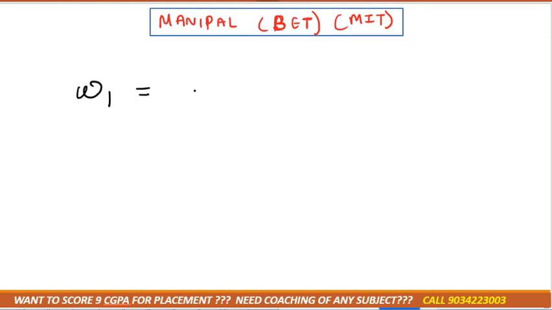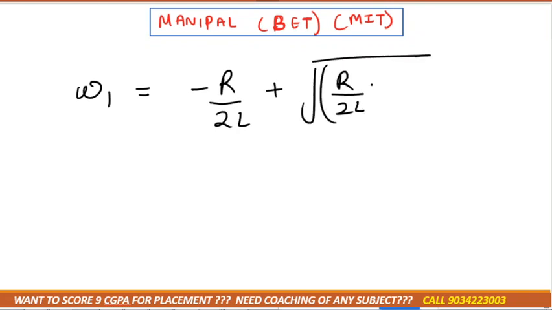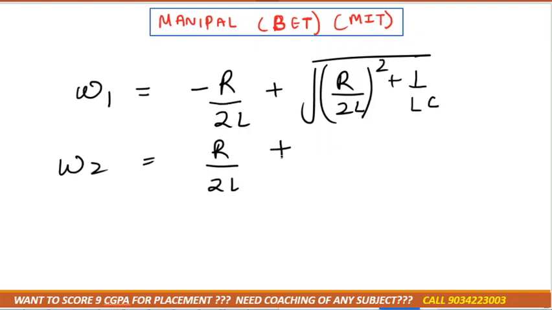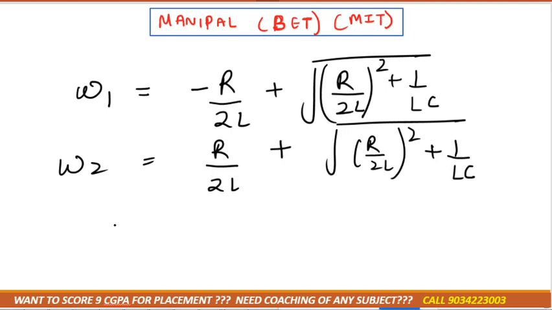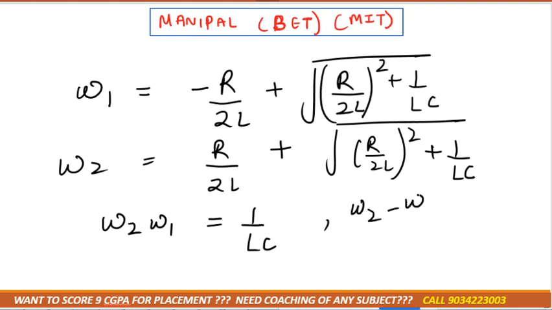Omega 1 is equal to minus R by 2L plus root of (R by 2L) whole square plus 1 by LC. Omega 2 is equal to R by 2L plus root of (R by 2L) whole square plus 1 by LC. Okay, omega 2 into omega 1 is equal to 1 by LC, and omega 2 minus omega 1 is equal to R by L. Got it?